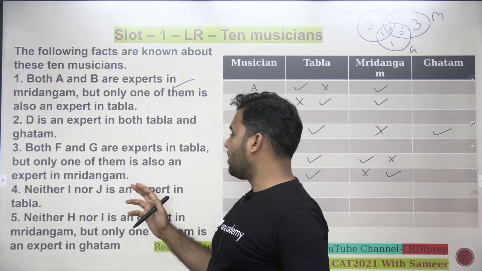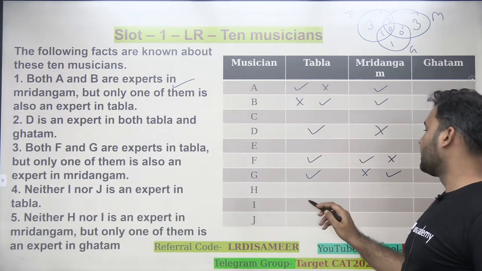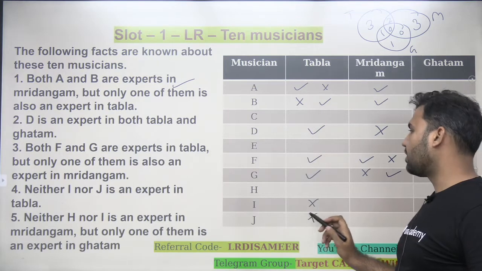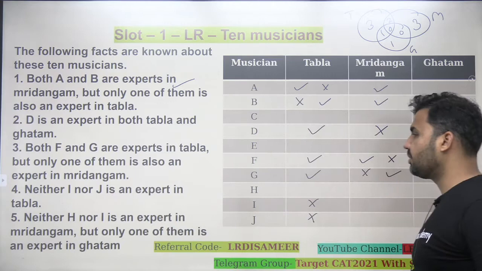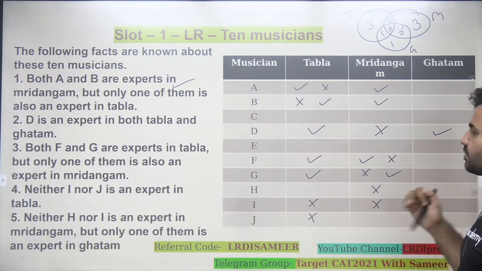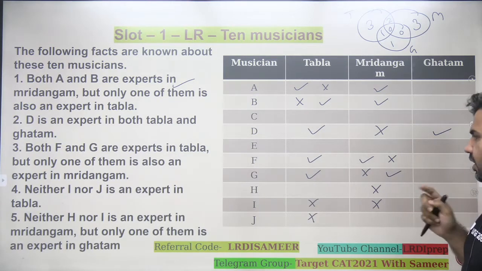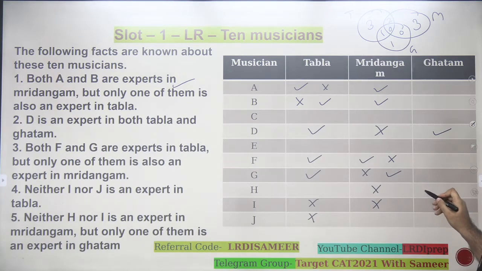Neither I nor J is an expert in tabla. Okay. So I is not playing tabla, J is not playing tabla. Neither H nor I is an expert in mridangam, right? But only one of them is an expert in ghatam. That means if H is playing ghatam, then I is not an expert in ghatam. If H is not an expert in ghatam, then I is an expert in ghatam, right?